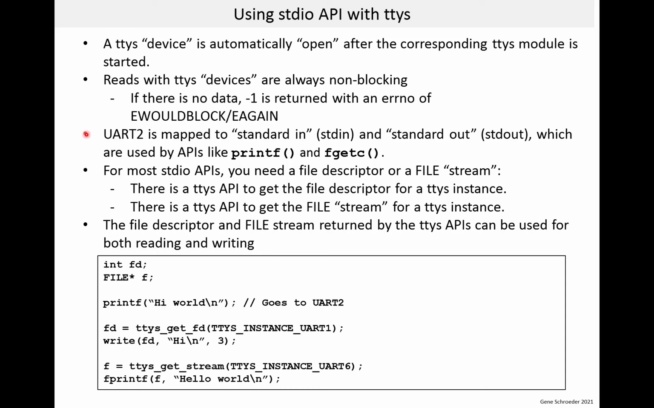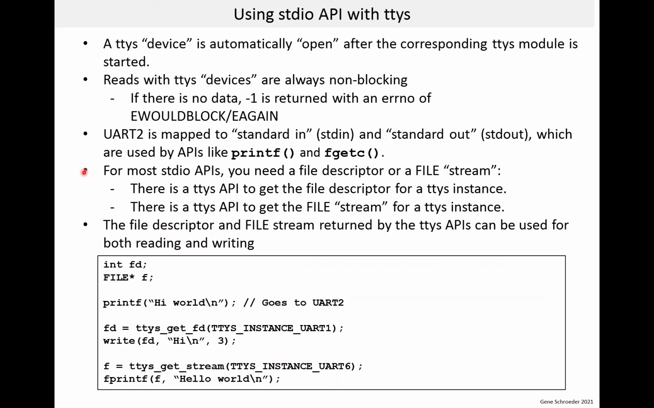Another thing to know is that UART2 is mapped to be the so-called standard in and standard out device. In C, these devices correspond to the global file streams called stdin and stdout. Functions like printf and fgetc, which don't take a file as an argument, use standard in and standard out by definition.